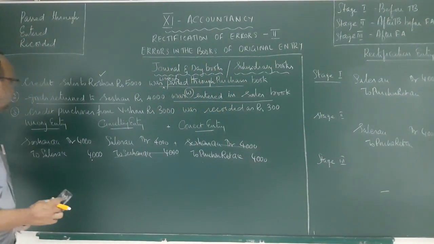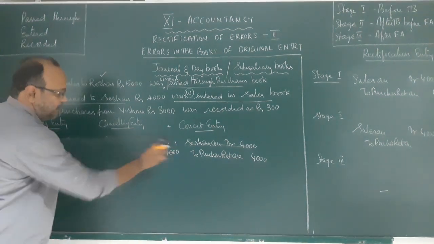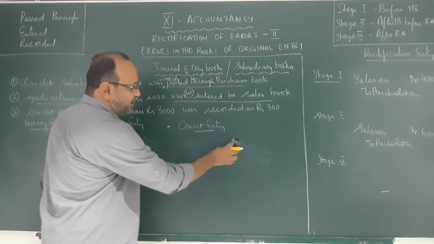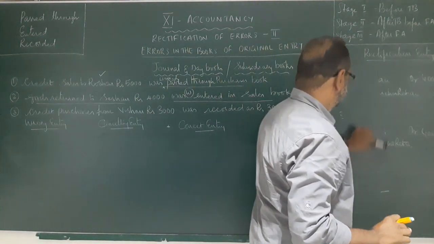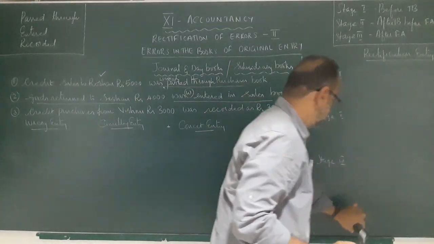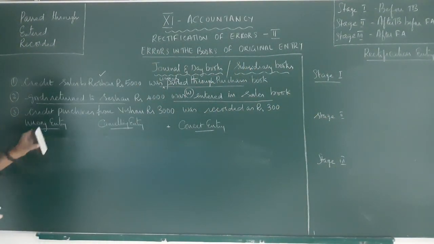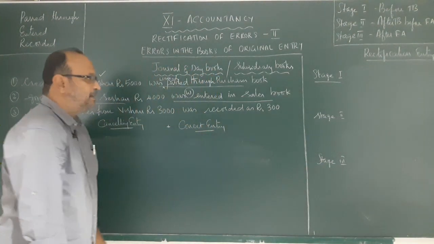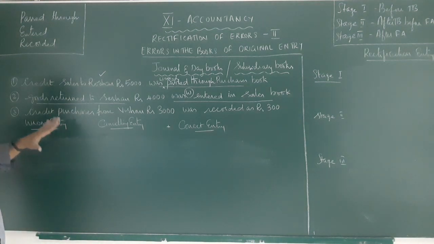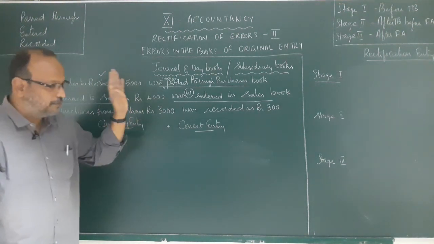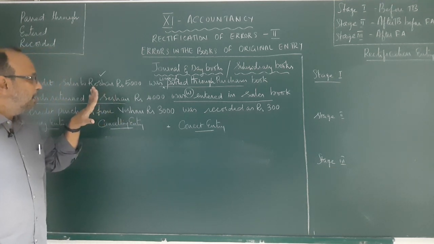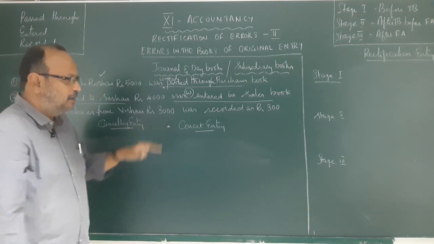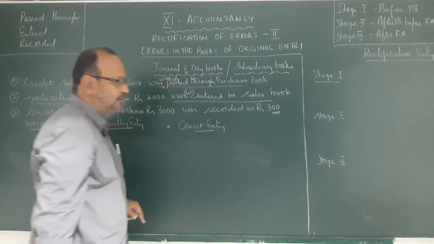Let's go on with the last error. Credit purchases from Vishnu rupees 3,000 was wrongly recorded as rupees 300. Here, credit purchases, it was recorded in the proper purchases book. It was purchases from Vishnu, there also no issue. The amount was 3,000, but it is wrongly recorded as 300.